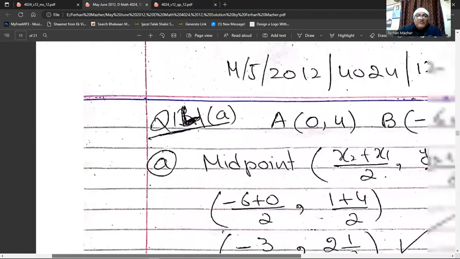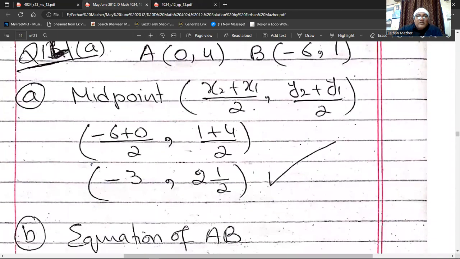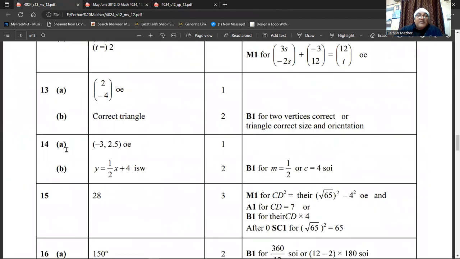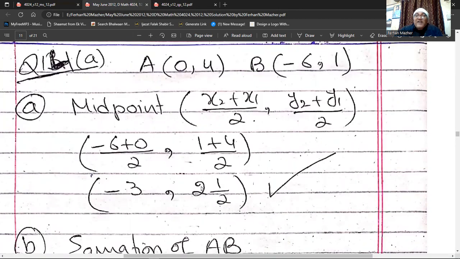So here we go. The formula is (x2 plus x1) divided by 2, comma, (y2 plus y1) divided by 2. So it will be (-6 plus 0) divided by 2, comma, (1 plus 4) divided by 2. It will be -6 by 2, that is -3. It will be 5 by 2, that is 2.5, or 2 whole 1 by 2. That's the midpoint, (-3, 2.5). So our answers are right.